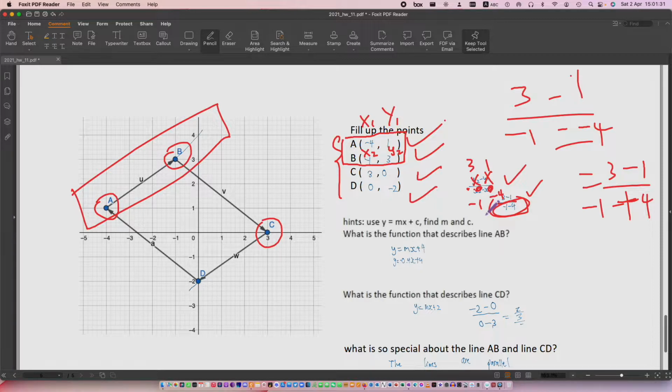Don't do calculation first. And then you realize that this one is 2. Above is 2, below is 3. So it's 2/3. So this is wrong. So the M is equal to 2/3 for AB. And then what's the C? You never find the C? It's 4. How do you get 4? You must extend the line.